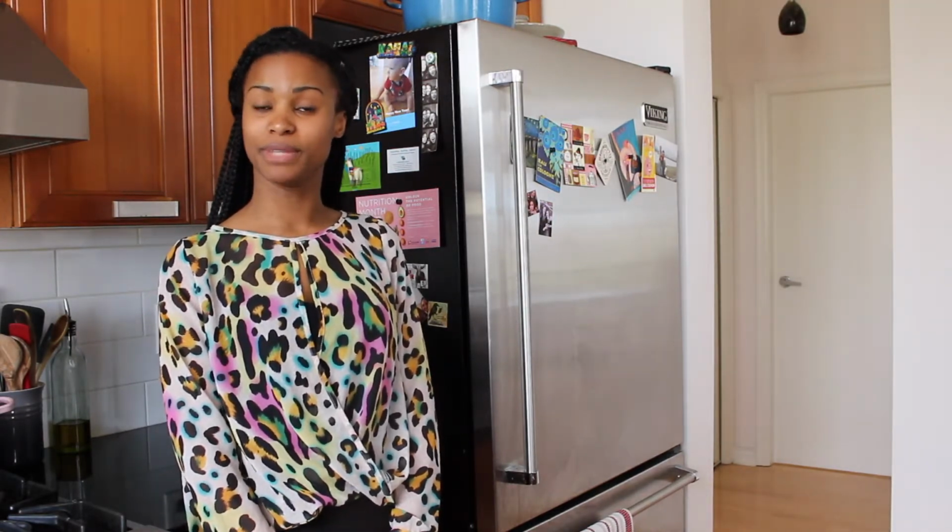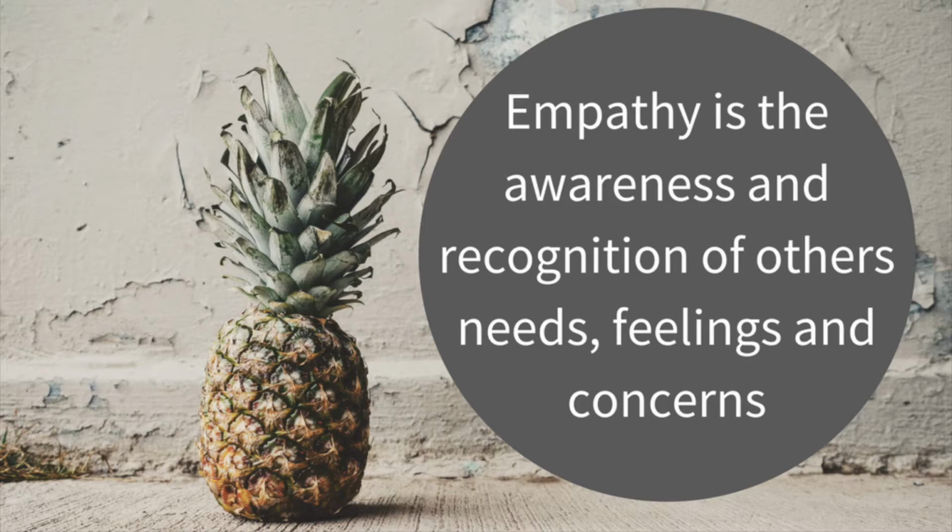So social awareness is the ability to apply empathy to group settings. This will help you in being in tune with group dynamics. Empathy is the awareness and recognition of other people's needs, feelings, and concerns. You want to read each person as well as the group as a collective. There are many cues that people can give off to you to help you read them.